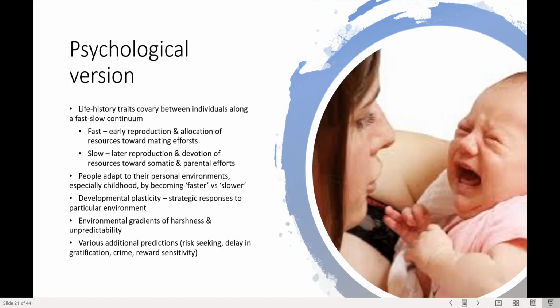So Racine actually talked about life history theory and how it impacts crime statistics, reward sensitivity, and various other factors, right? So this theory, this distinction between fast versus slow strategies, can explain a whole host of psychological phenomena.